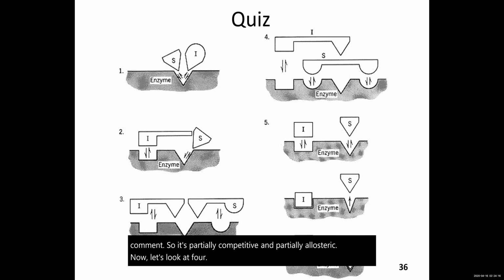Any thoughts? Allosteric. Definitely allosteric. So here, notice that they're not competing for the same space, even though one is kind of getting in the way of the other, they're not attacking the same active site. So if one gets in the way of the other, this is an allosteric type of inhibition.